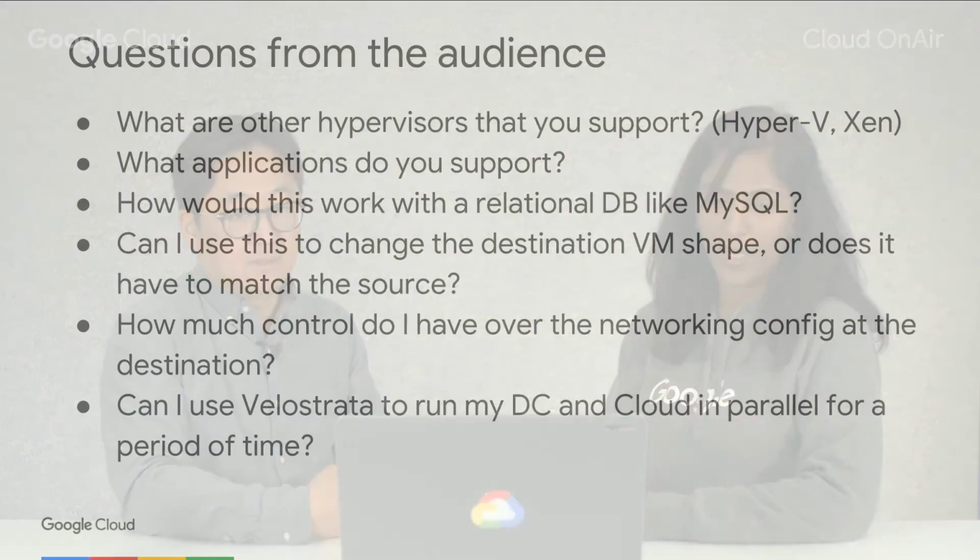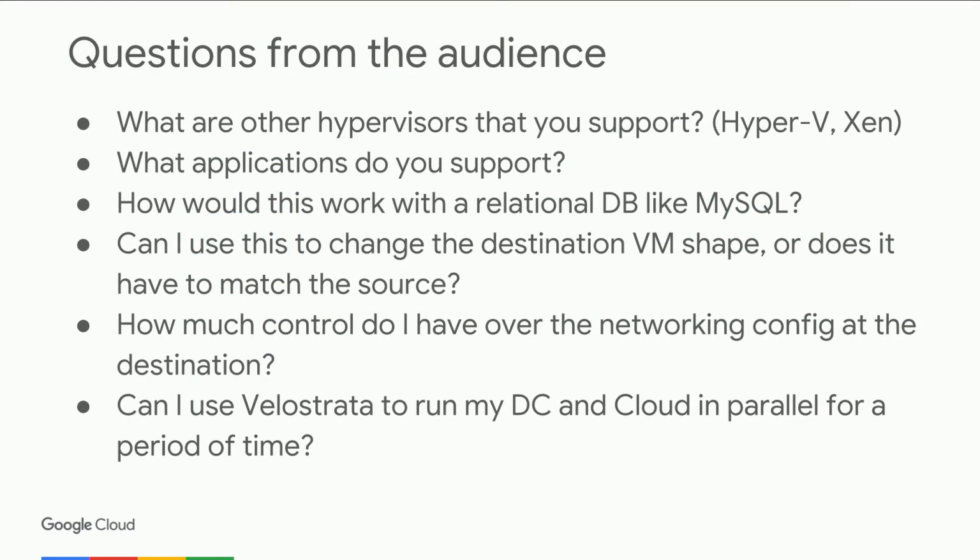Okay. Last question. Can I use Velostrata to run my data center and cloud in parallel? Great question. Yeah, this is a common question that we get. But we don't want to have two applications running in two different places, right? We will initiate shutdown when we do a production migration. So there's always only one copy running, whether it's on-prem or GCP.